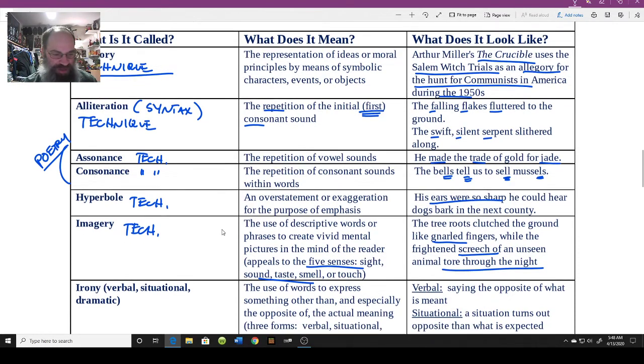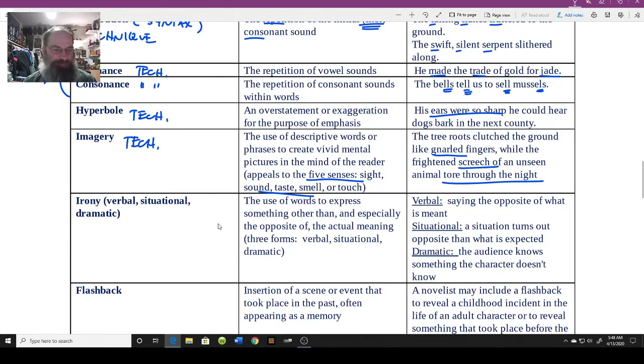All right, so we've talked about irony: verbal, situational, dramatic. Verbal is saying the opposite of what is meant, sarcasm. Situational is when the situation turns out opposite than what is expected, and dramatic. Now, when it comes to irony, a lot of people give Alanis Morissette a lot of grief that her song, "Isn't it ironic, don't you think?" Actually, some of those weren't irony, they were just coincidence.